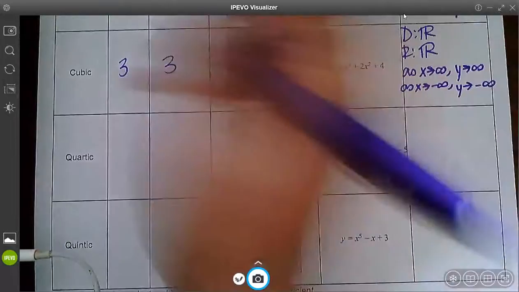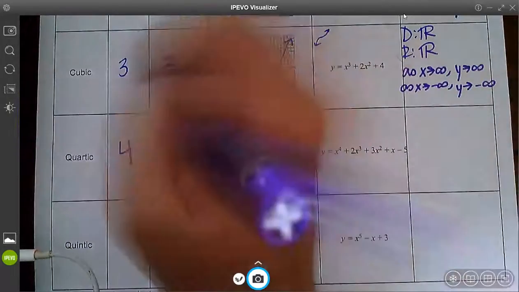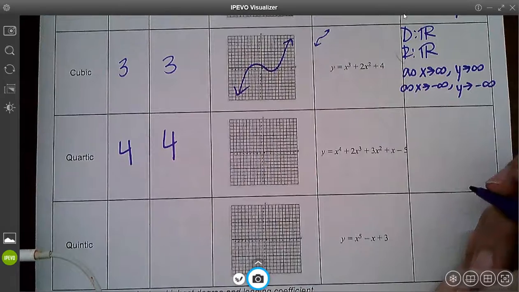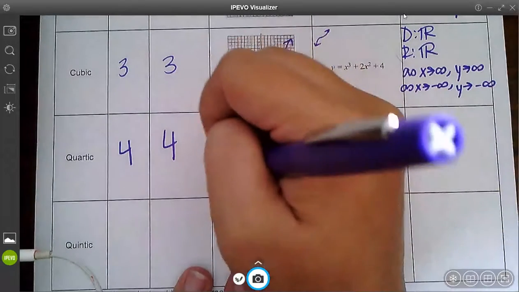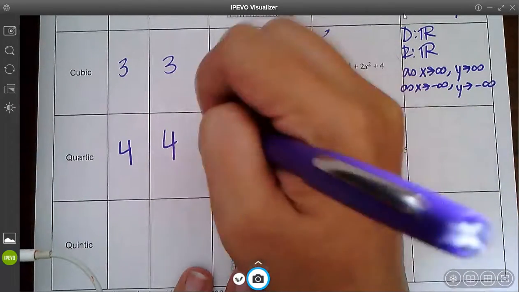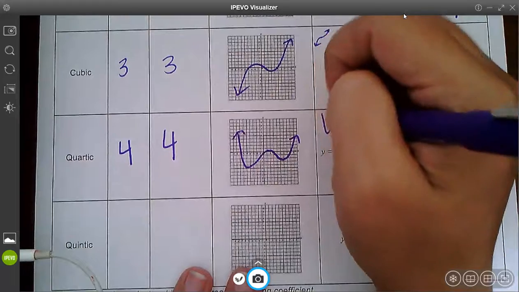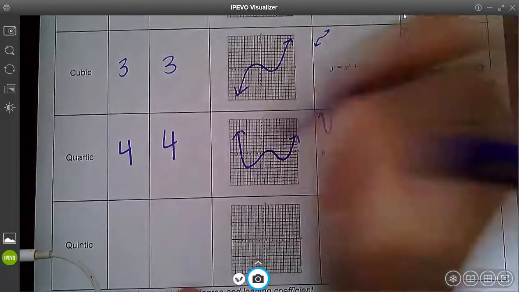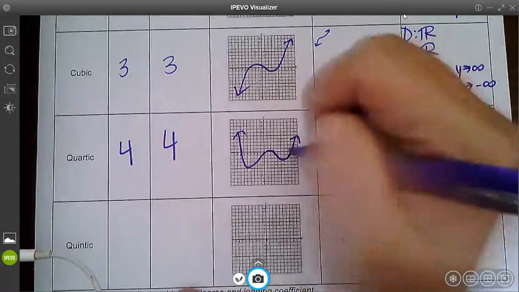Quartic is to the 4th power. So we have a degree of 4 and up to 4 x-intercepts. A quartic equation can look something like this. It can also be just a more stretched out parabola. It depends on what else is going on. So notice we have our 4 zeros.